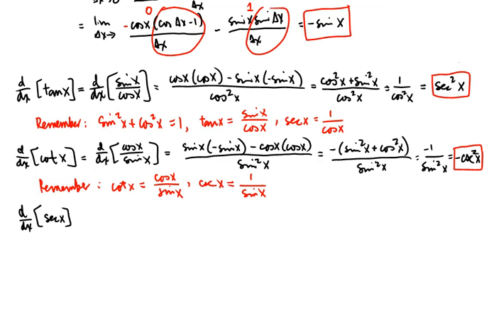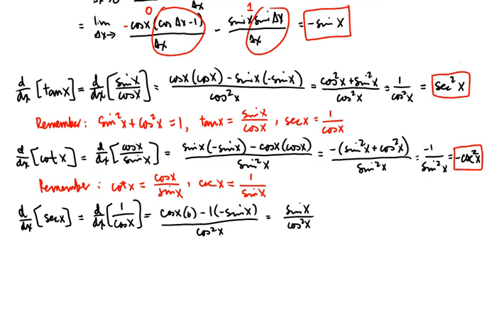Okay, let's go on to the derivative of secant of x. And as we stated earlier, secant of x is 1 over cosine of x. So once again, we can rewrite and use the quotient rule. So we have low d high, but here the derivative of 1 is just 0, minus high, which is 1, d low, which is negative sine of x, over the denominator squared, cosine squared of x. When we simplify, we're left with sine of x over cosine squared of x.